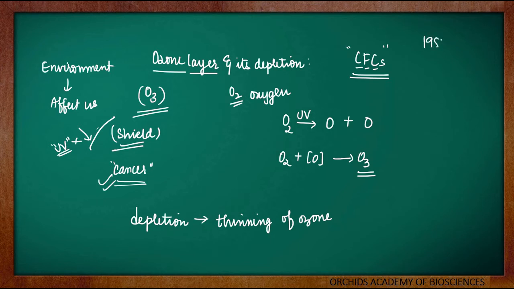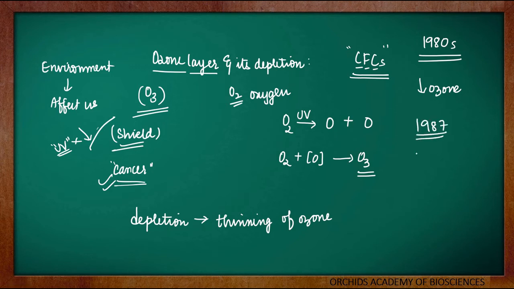In the 1980s, it was observed that the amount of ozone in the atmosphere began to drop sharply. This decrease in the ozone has been linked with these CFCs. These CFCs are synthetic chemicals. So what happened was, 1987.